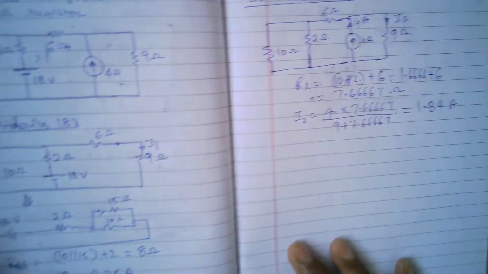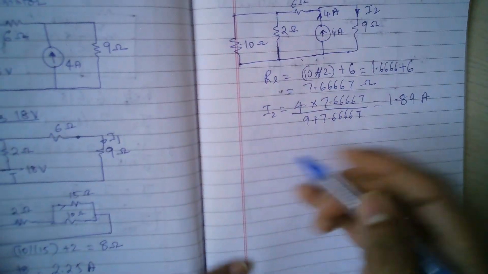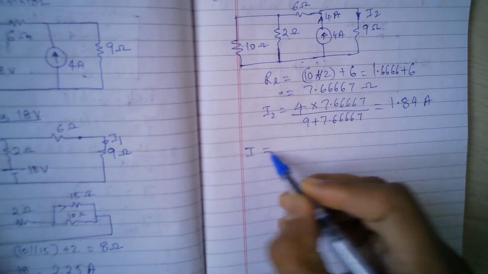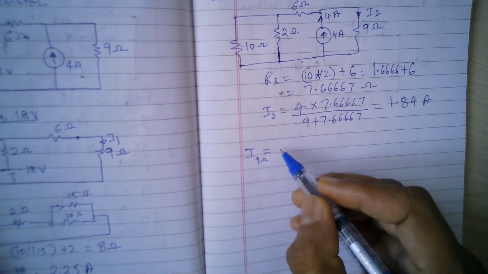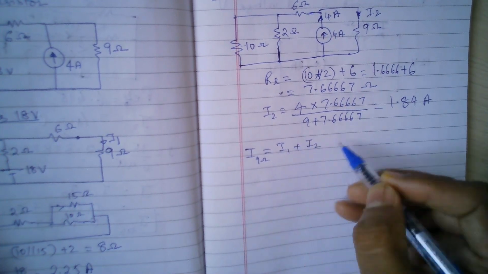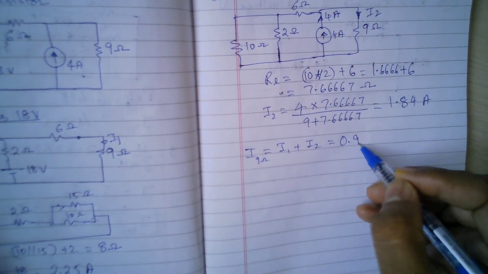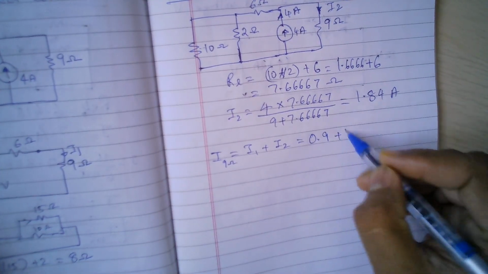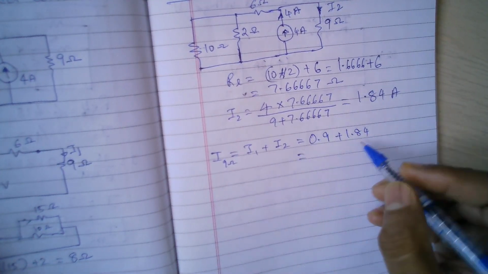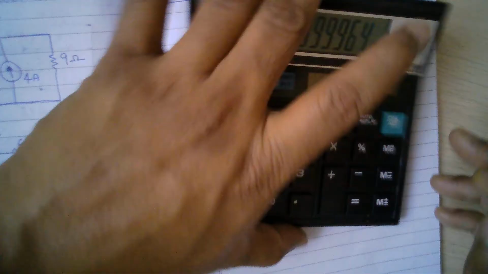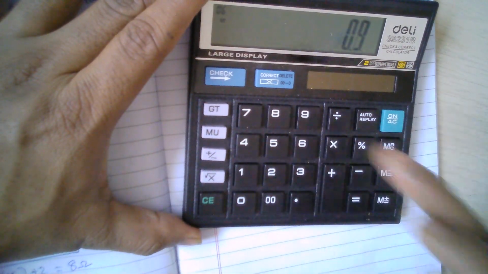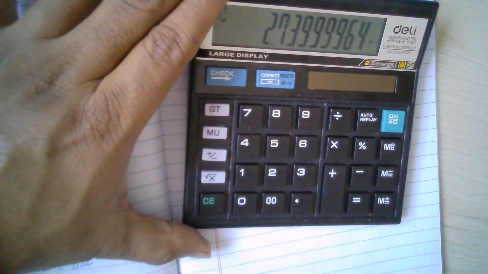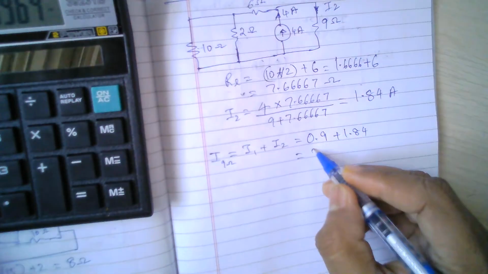Then the step is simple. I need to find the total current. The current in the 9 ohm resistor is I1 plus I2. That is 0.9 plus 1.84, which is 2.74 amperes.